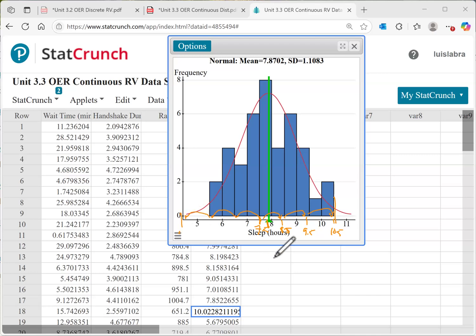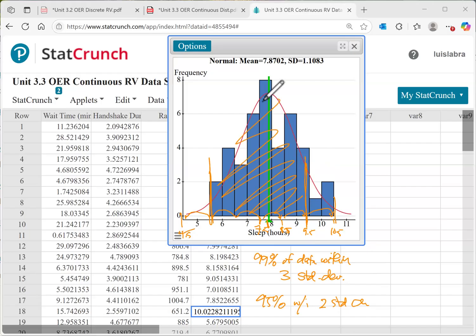So remember that we expect 99% of the data within 3 standard deviations. And we expect roughly 95% of data within 2. So most of our data should be here and here. And we can see that that does tend to agree. Our center is a little bit off, so that's why there's a little more data to the right. But remember that this red curve is based on the center of 7.87. So we did expect some disagreement there.